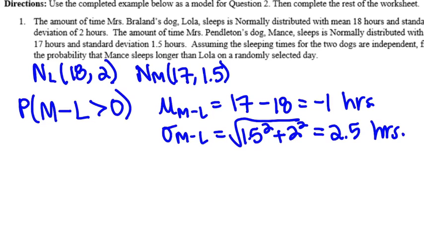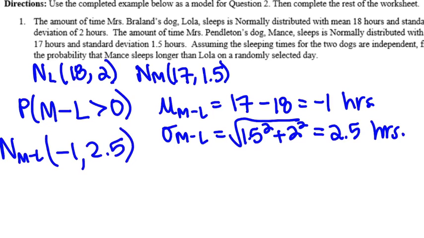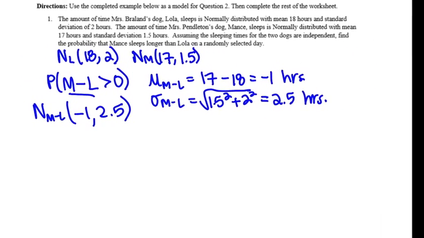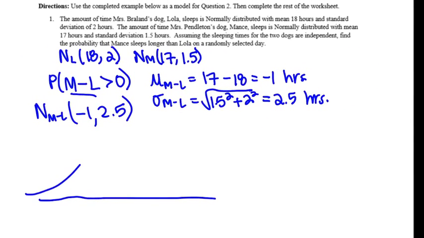Now we have a new normal distribution for Mance minus Lola, where the mean is -1 and the standard deviation is 2.5. That means that Mance sleeps an average of 1 hour less than Lola, which you can see from their two distributions. When we combine them, that's what the negative means, because we did it in this order, Mance minus Lola. Okay, so now it's just a regular old normal curve problem, so we're going to draw the normal curve. Our mean is -1. I need to find 0, and our standard deviation is 2.5. To get to 0, I would go up, and it would be about here.